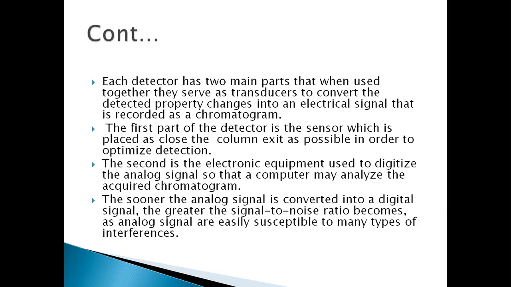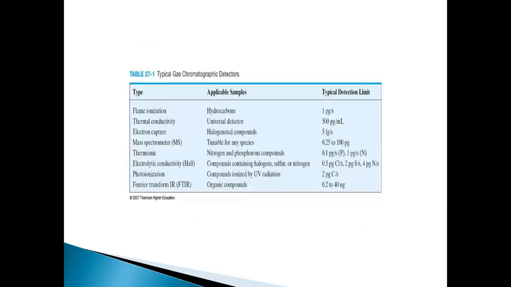A chromatogram is a visible record, such as a graph, showing the result of separating the components of a mixture by chromatography. Here are the typical gas chromatographic detectors, types, applicable samples, and their limits. Flame ionization: applicable samples are hydrocarbons, and the limit is 1 pg. Mass spectrometer: tunable for any species, 0.25 to 100 pg.